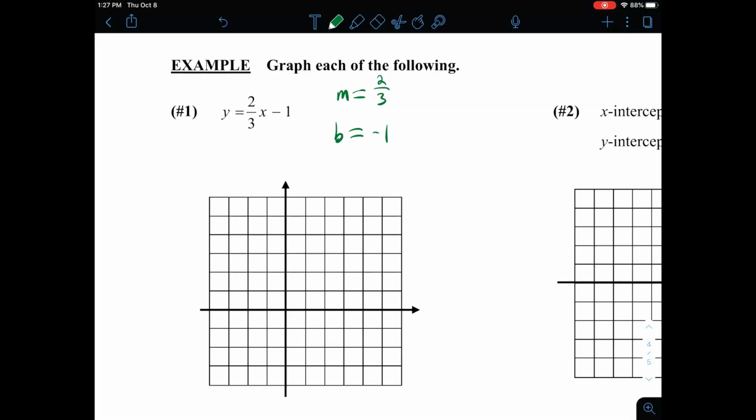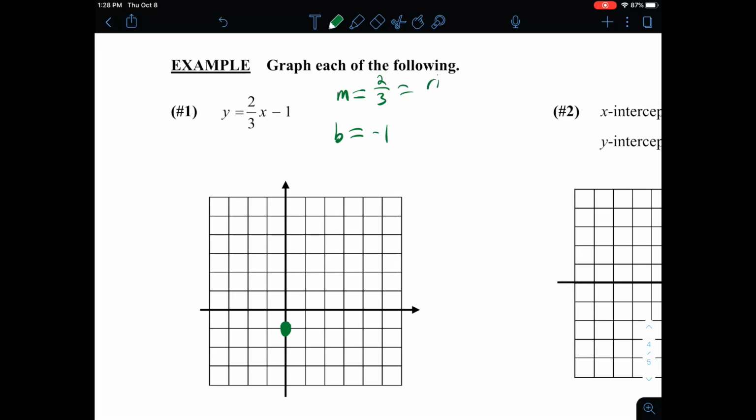Okay. So the easiest way to graph something in slope-intercept form is to graph the y-intercept and then use your slope to find other points on the line. So if I'm graphing a b of negative 1, is that going to be up 1, left 1, down 1, right 1? The y-intercept is up or down on this axis right here. So it's going to be down 1. We're going to put a point right here. That's our b.